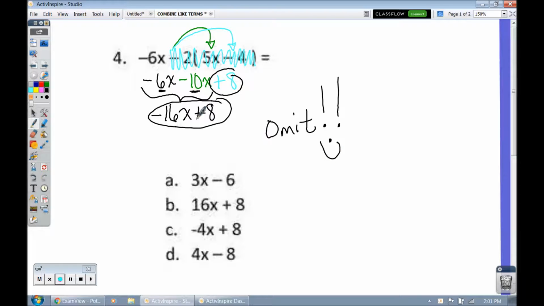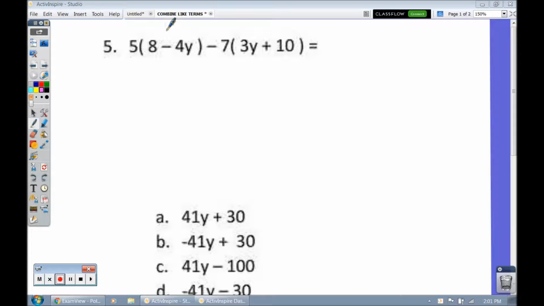Yay! The answer is actually negative 16x plus 8. You're welcome. All right, we have 2 sets of parentheses. Let's start with the left set here.